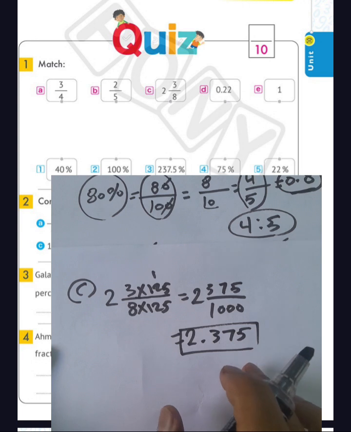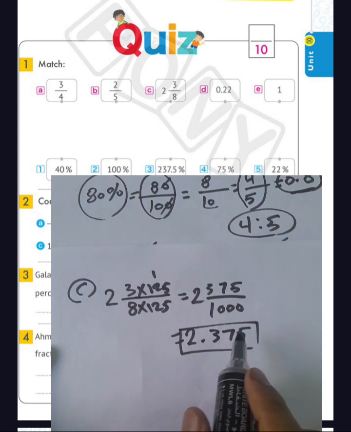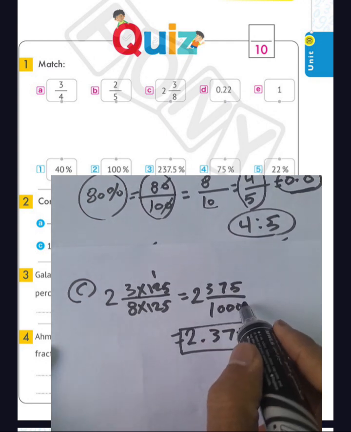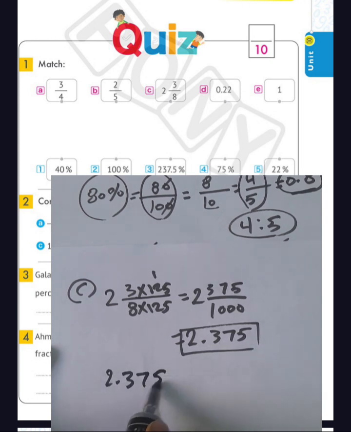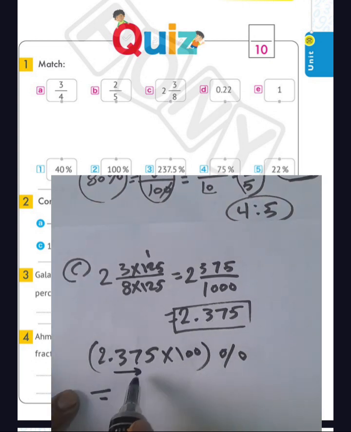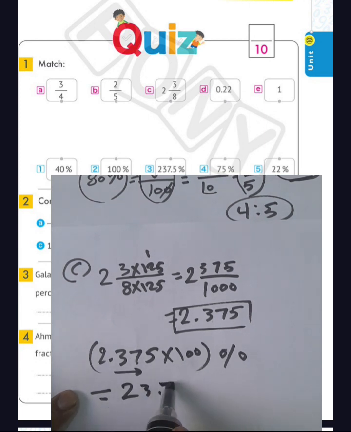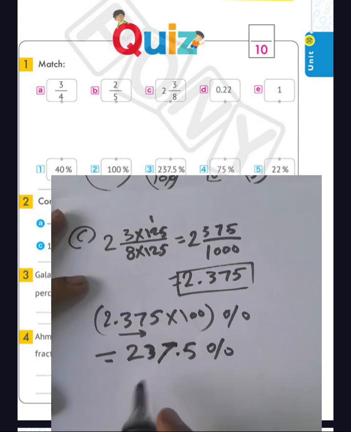Convert this number by multiplying by 100. Or this number 2.375, multiply by 100 for percentage. Multiply by 100, then we must move the point to the right by 2 places, to write 237.5%. Move the point right by 2 places. And what about 1? 1 will be 100%.